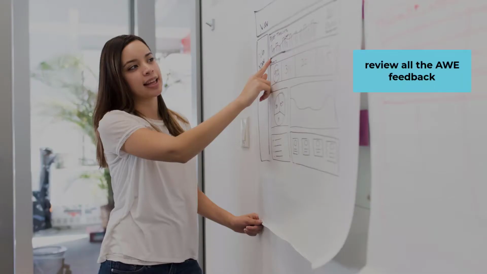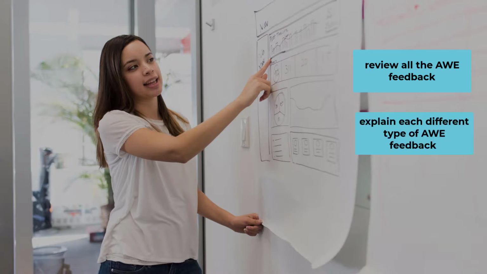Teachers also should review all the English-only feedback. They ought to explain each different type of feedback and provide examples to help students understand some of the errors. In this way, students will feel less apprehensive and stressed about using English-only feedback.